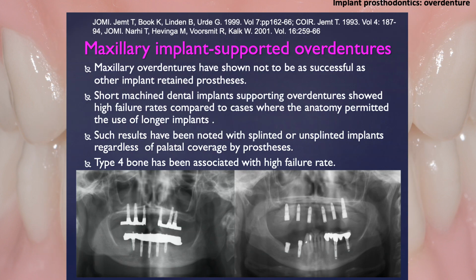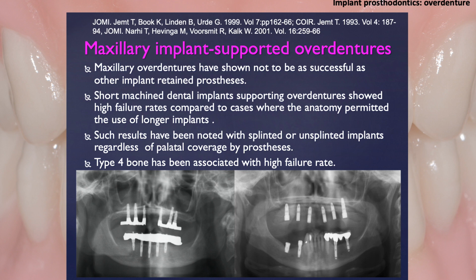Now, as for maxillary implant overdentures, there's some unique aspects to it. One is that because the maxillary hard tissue tends to have poor quality compared to mandibular hard tissue, potentially we see a little bit more complications with the maxilla.